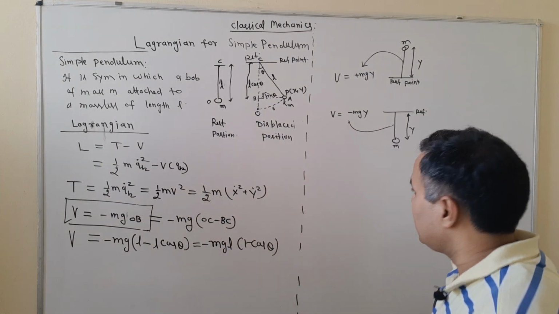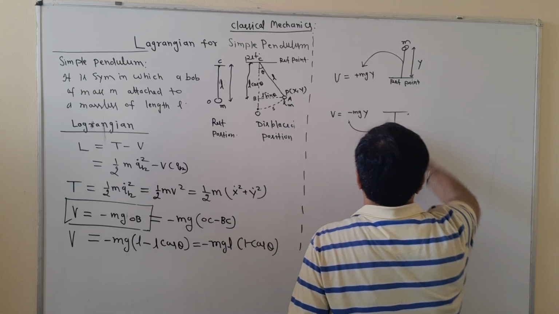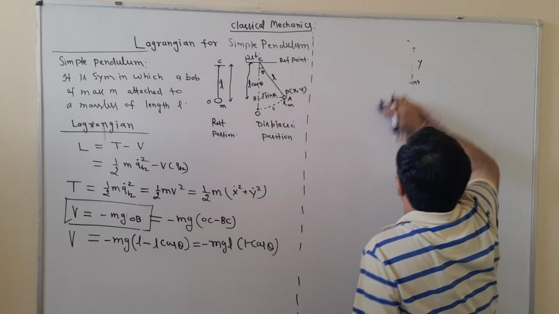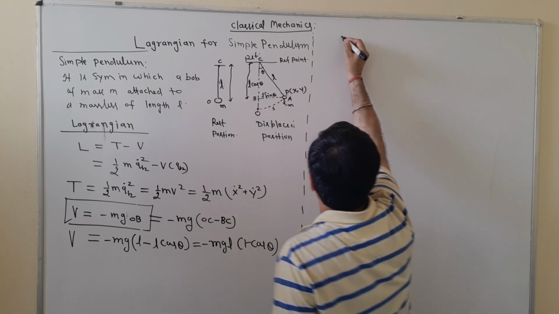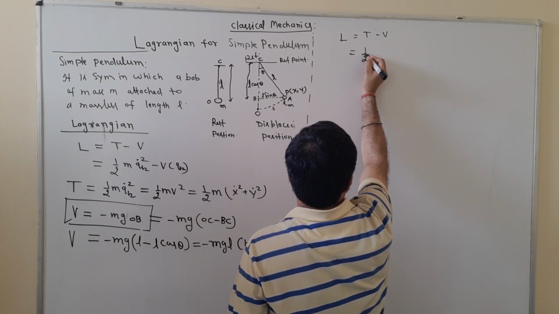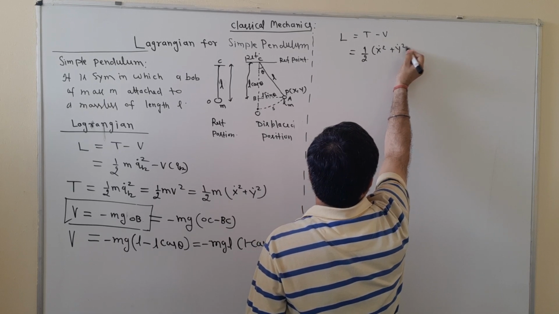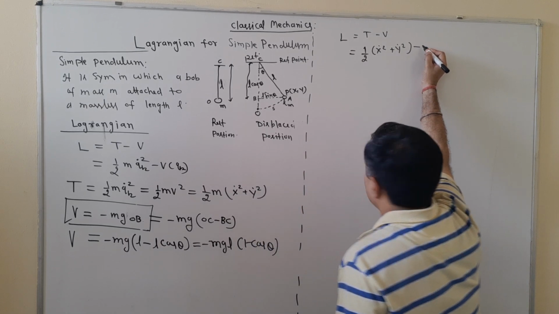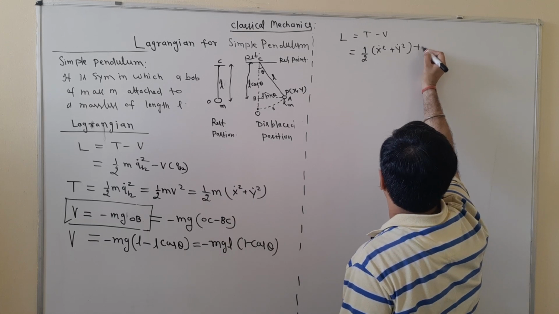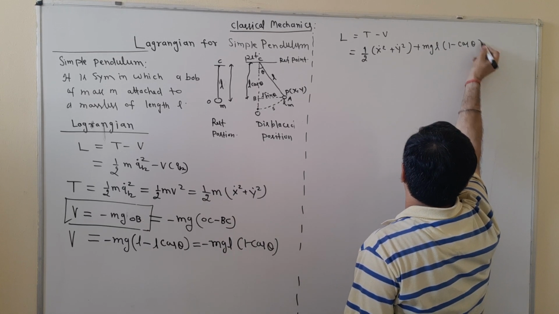Now what is our kinetic energy? So our Lagrangian is simply, let me erase this. So Lagrangian is T minus V, which is 1/2 m(x dot square plus y dot square) minus V, which becomes plus mgL(1 minus cos theta).